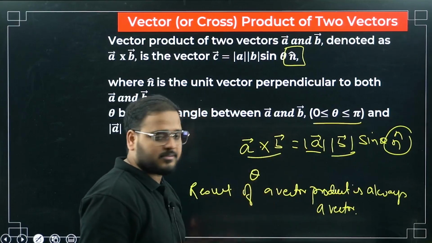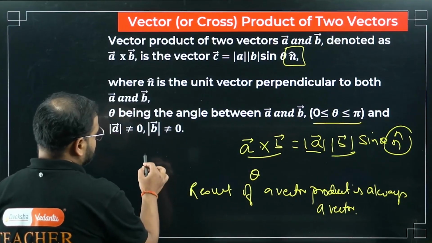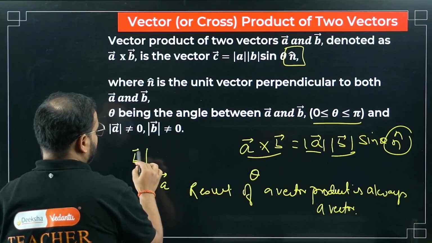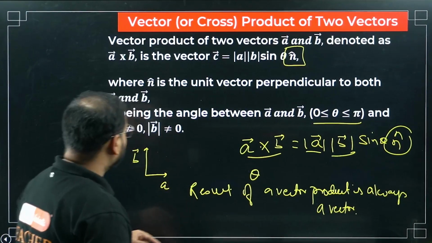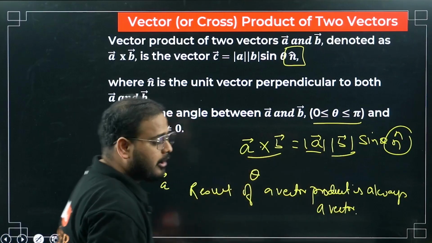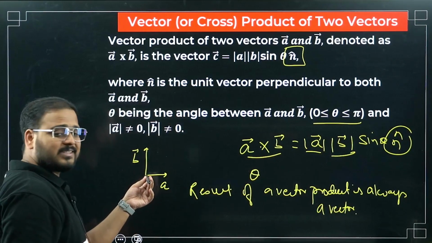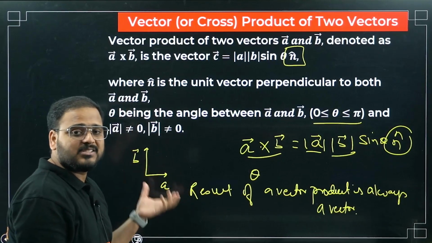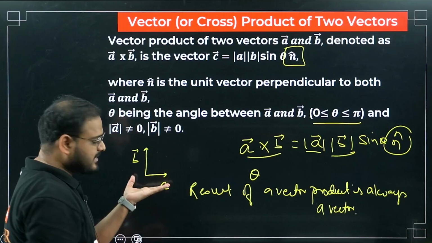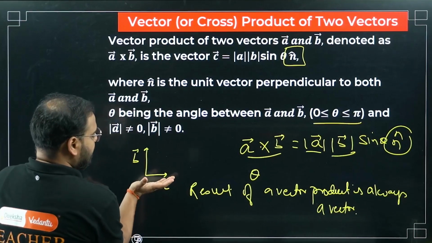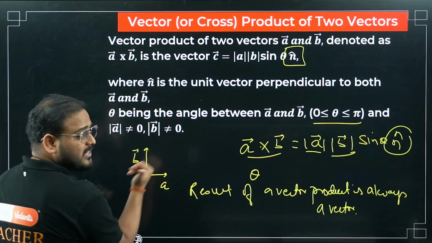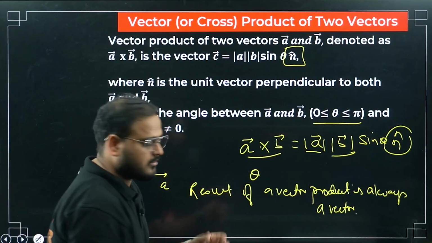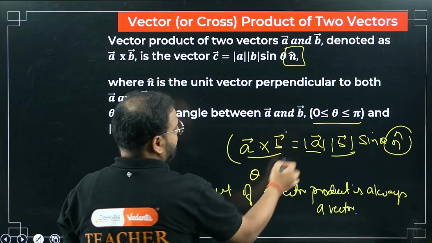perpendicular to both these vectors. Let's say this is vector a and this is vector b, like this. Where is the vector n going to be? Vector n is going to be outside or inside the plane of this screen, depending upon the sign. If a is like this and b is like this, then you're going to get outside the plane. So the direction of the resulting vector a cross b is also a vector.